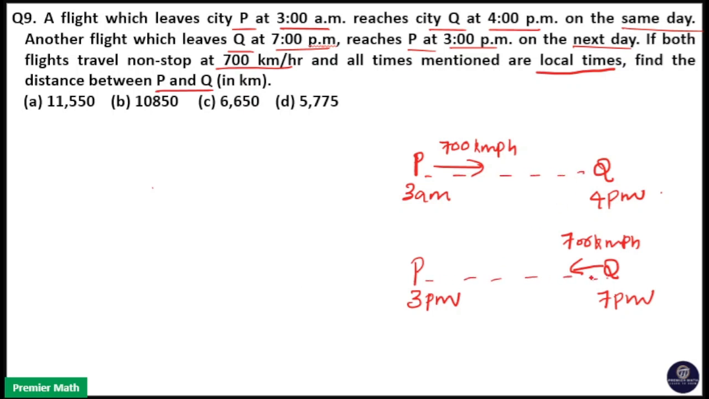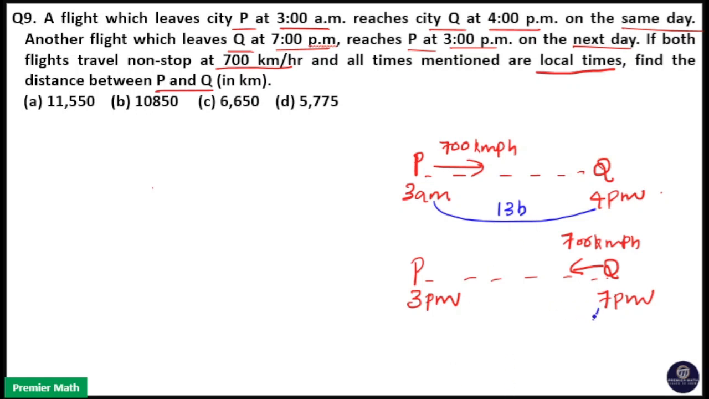Distance is constant and you can see all the times are mentioned in local time. So here, the difference between 3 a.m. to 4 p.m.: 3 plus 7 is equal to 10, 10 plus 6 is equal to 16, 16 is equal to 4 p.m. So 7 plus 6, 13 hours is the time duration for the P to Q flight.